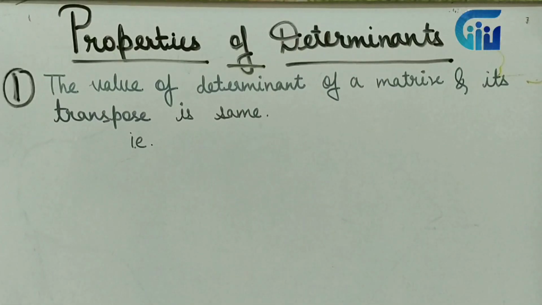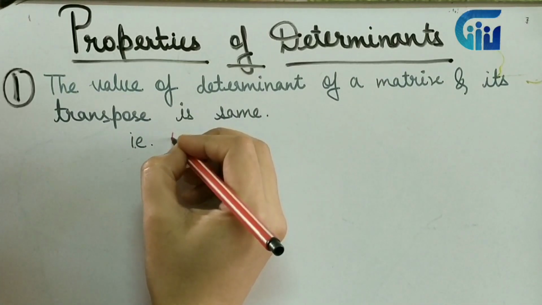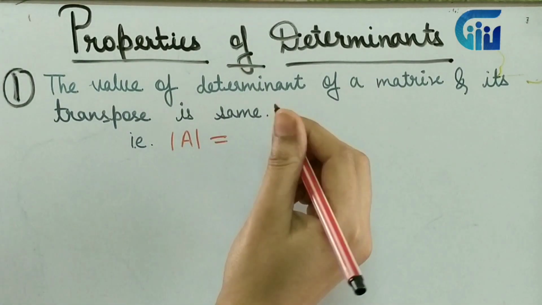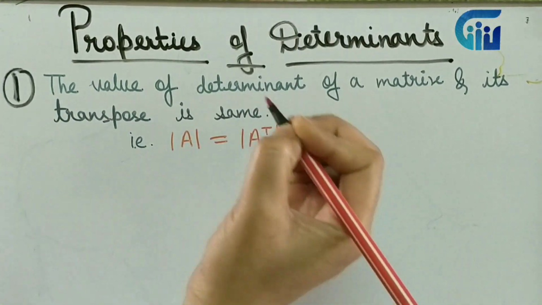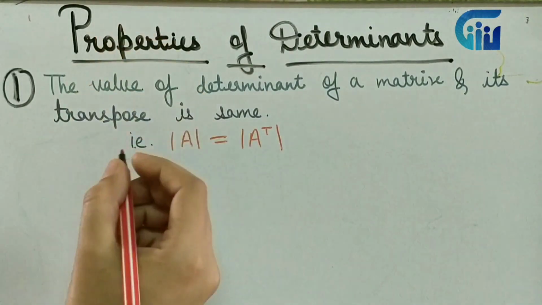Let's start with the properties of determinants. Now the first property is the value of the determinant of a matrix and its transpose is the same. Now what does it mean? It means that the determinant of A is equal to the determinant of the transpose of the matrix. Now let's understand it with the help of an example.